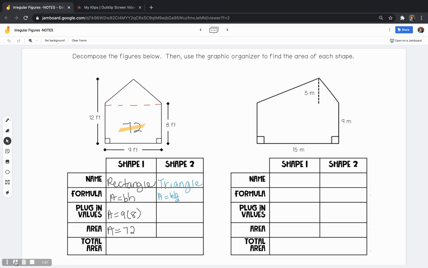Now for the triangle, I'm going to do base times height divided by 2. So the base of the triangle is the top of the rectangle. If I know that the bottom of the rectangle is 9, that means that the top of the rectangle is also going to be 9. Next, I want to figure out what the height of the triangle is. It tells me that the total height of this figure is 12 feet, and the rectangle is 8 feet. So left for the triangle out of the 12 feet would be 4 feet.